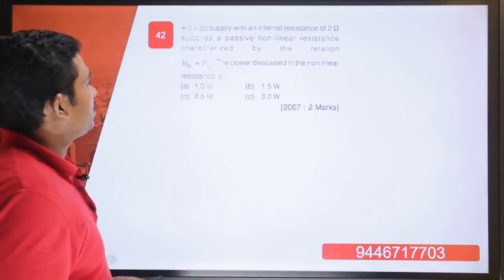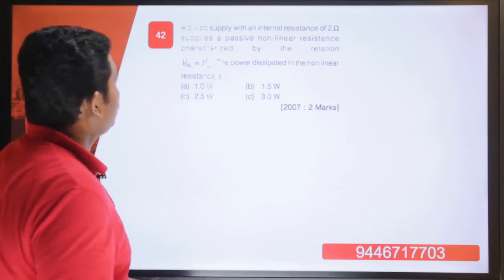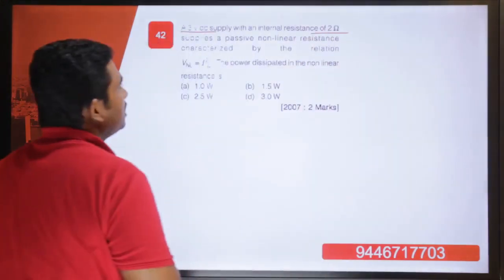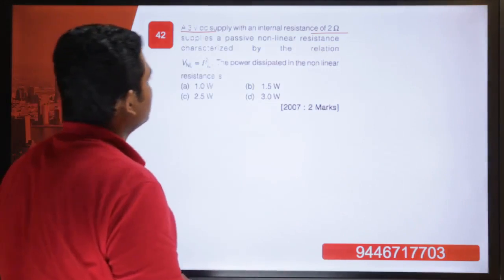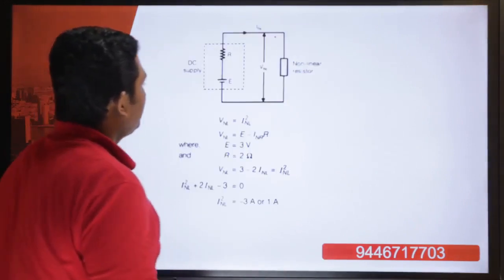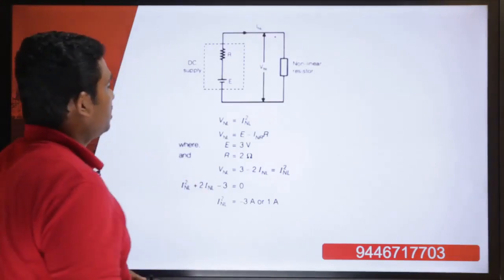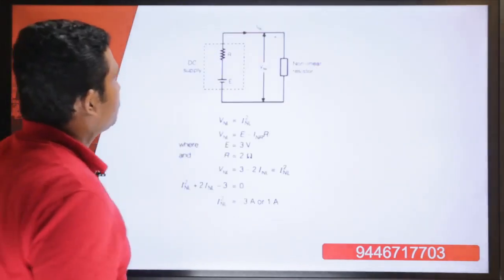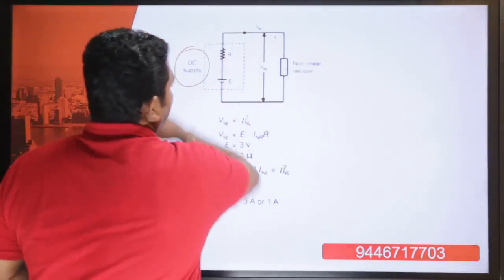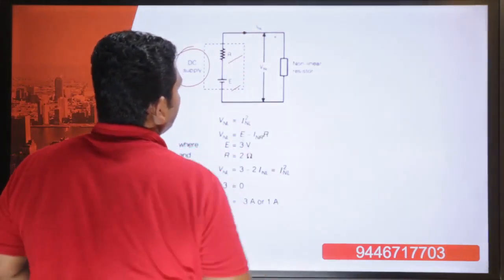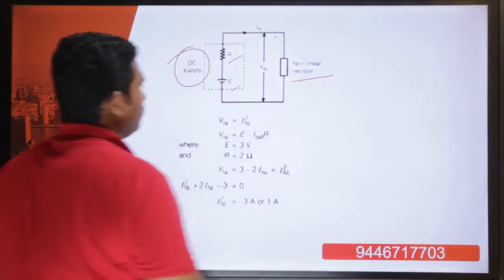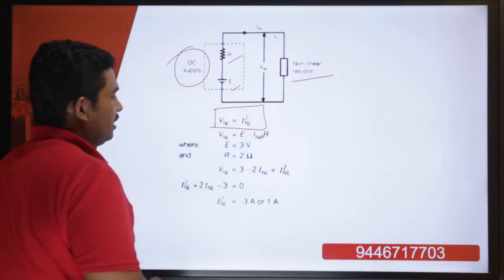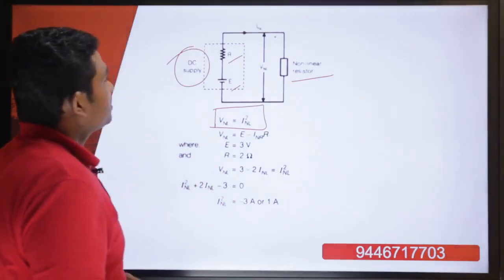Now moving into question number 42: a 3 volt DC supply with an internal resistance of 2 ohm supplies a passive nonlinear resistance characterized by the relationship VNL equals I square NL. The power dissipated in the nonlinear resistor is to be found out. So we are drawing the diagram. We have a DC supply. There is a resistance, which is the internal resistance of the battery, then there is a nonlinear load. And the equation that they have given is VNL equal to I square NL.